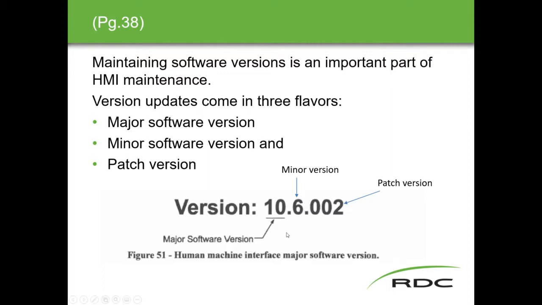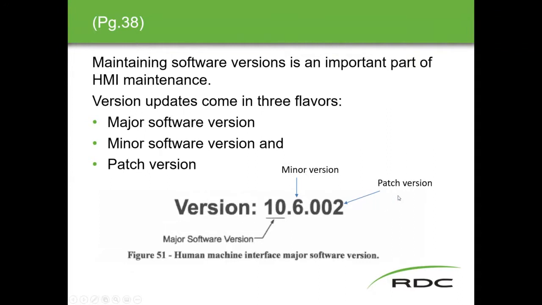And that just means that we started out with version 10, and then we figured out there were some significant things that needed to be changed. So we did a minor version upgrade. It went to 10.1, and then it went to 10.2, then 10.3, 10.4, 10.5, and so on. Some significance with a minor version change.